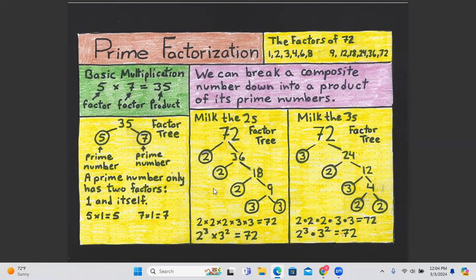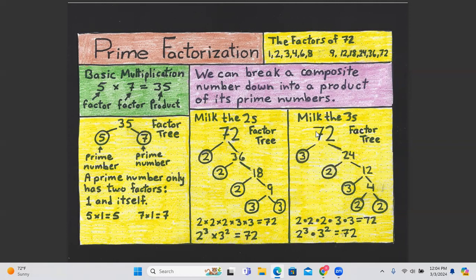So here we have right here, when we circle our prime numbers, we have 2 times 2 times 2 times 3 times 3. And you can see it right here. 2 times 2 times 2 times 3 times 3 will give us 72, which is the same as saying 2 cubed times 3 squared will equal 72. And we're going to arrive at this same prime factorization when we milk out the threes.